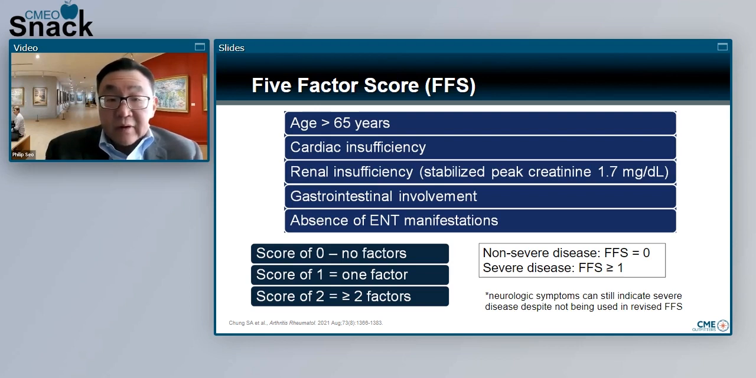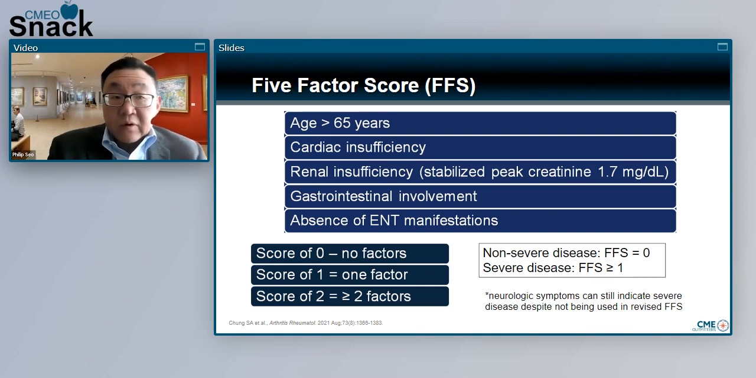So the five factors are age greater than 65, cardiac insufficiency, renal insufficiency, gastrointestinal involvement, and ENT manifestations. And the first thing I need to let you know is that ENT manifestations is what we call a negative factor. So it cancels out one of the other factors on the list. So for example, if you are 70 years old, but you also have ENT manifestations, then your five-factor score is 0. And a five-factor score of 0 is great because it has the best prognosis.